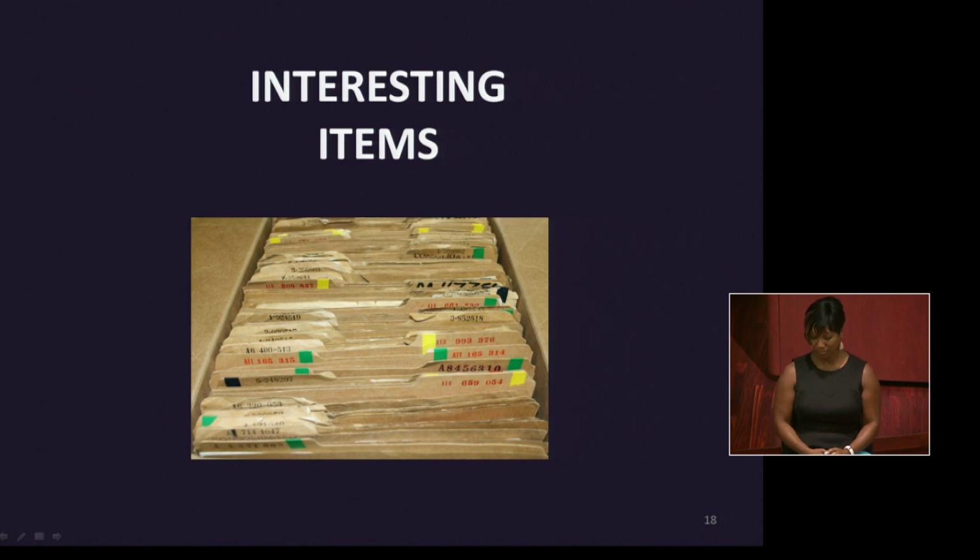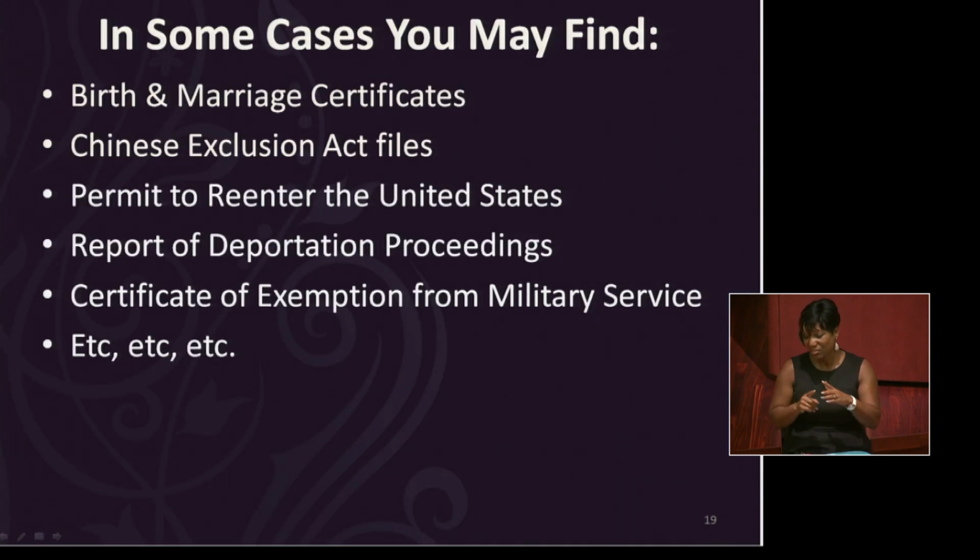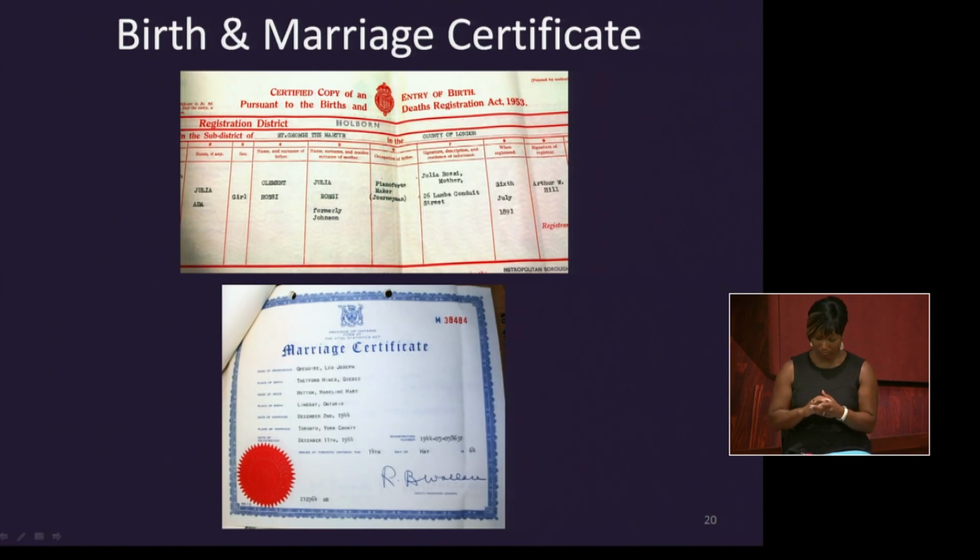There are also a lot of interesting items that show up within the files. I've already kind of hinted at a couple of them. But again, these are things that aren't necessarily going to show up in every single file, but it's worth being aware of them because it's extremely exciting when they do show up. The first one I want to highlight are what I'll call vital records. Birth certificates, marriage certificates, baptismal certificates, sometimes even death certificates show up in these files.